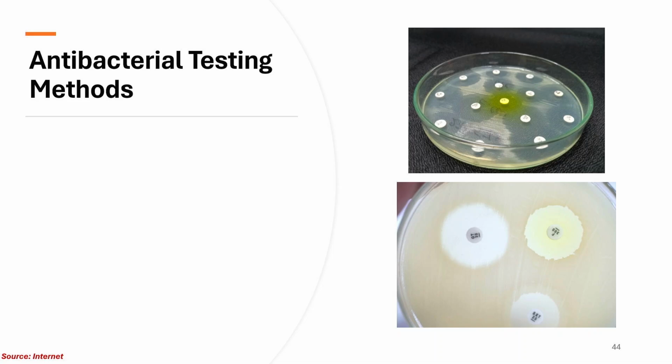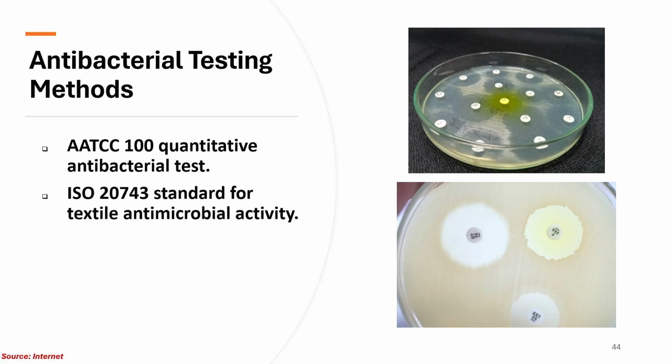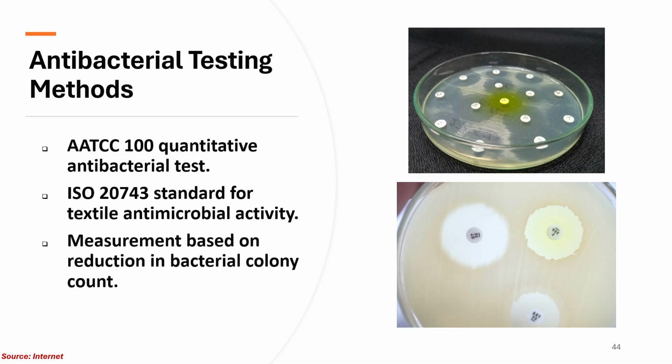For the antibacterial test method, here we use the AATCC 100 quantitative antibacterial test and the ISO 20743 standard, which is for textile antibacterial, antimicrobial activity. These are based on reduction in bacterial colony count. With and without the antibacterial textile material, we can count the growth.